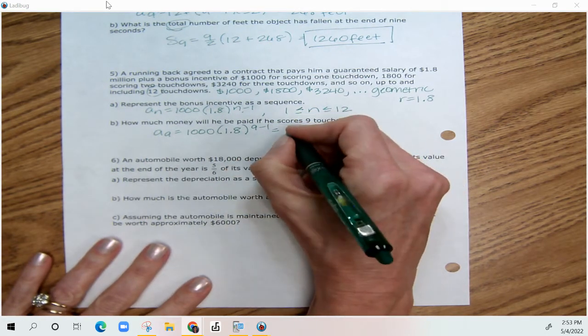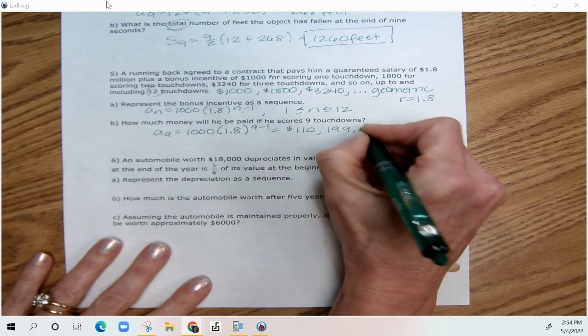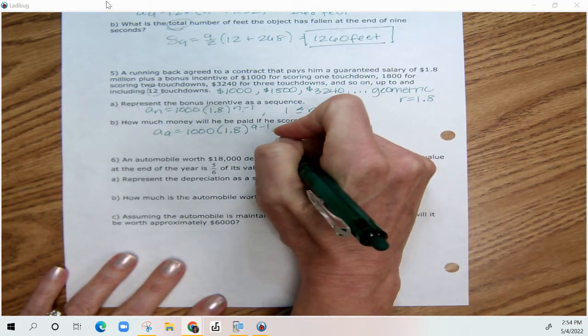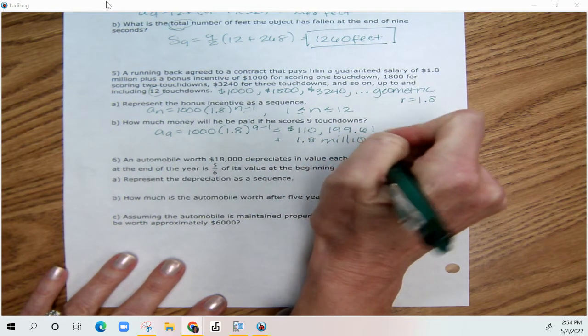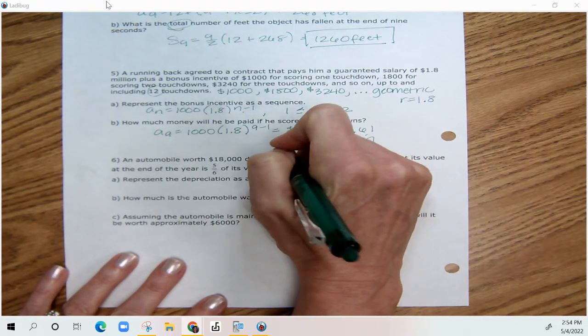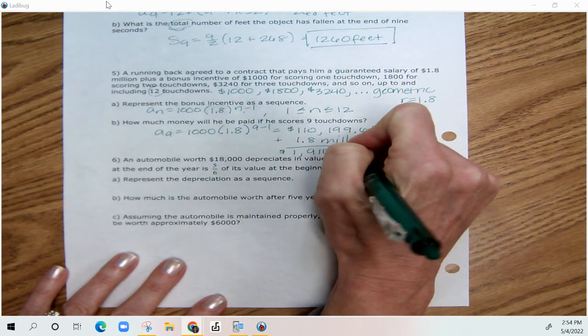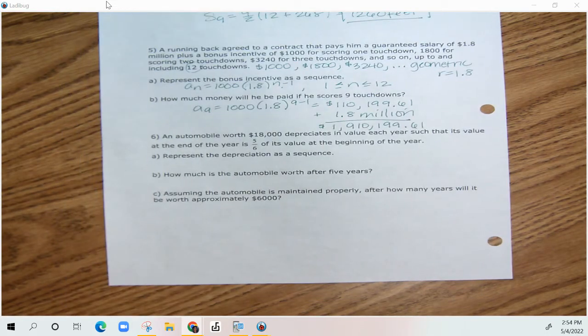All right, and you come out with $110,199.61. But how much money will he be paid? That's how much money he'll be paid in bonus money because of the 9 touchdowns. But he's also, remember, earning that $1.8 million. And so it's a total of $1,910,199.61. Tough life.